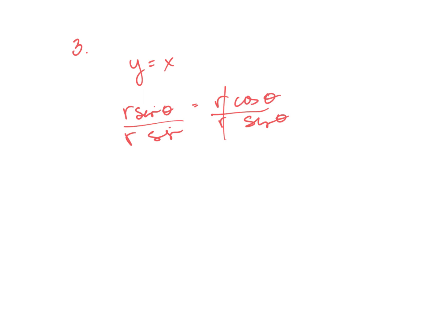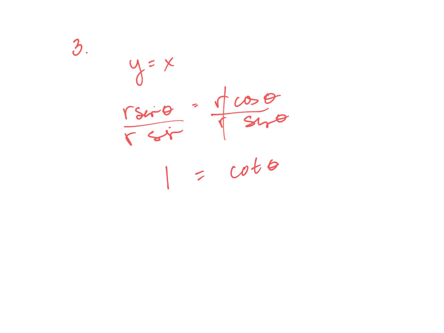Very good. So we have r sine of theta = r cosine of theta. We want the r's on one side, so I'm going to divide by r here and divide by sine here, right? And this is equal to 1 = cotangent of theta. If you'd gone the other way, it would be 1 = tangent of theta.